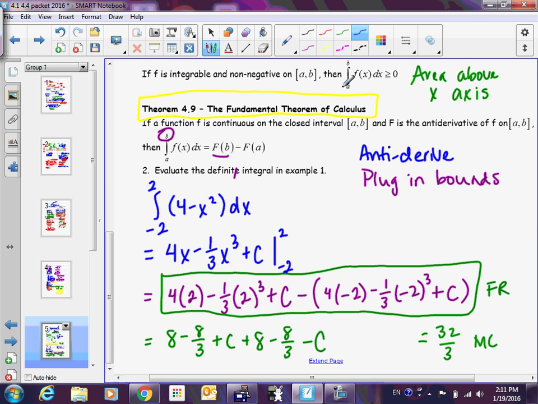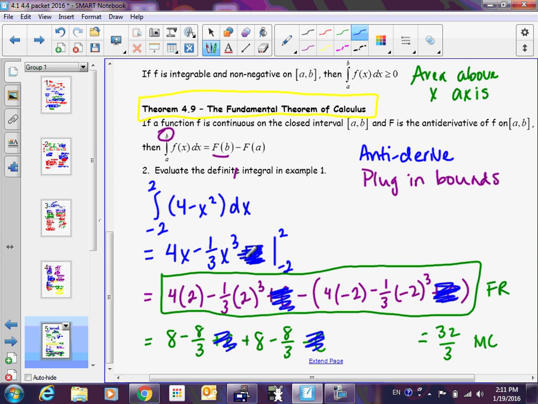What happened to the C's? They cancel each other out. In fact, I could have figured that out up here. So did I really need the plus C here? No. We need it when we don't have bounds, but when we do have bounds, we don't need it.